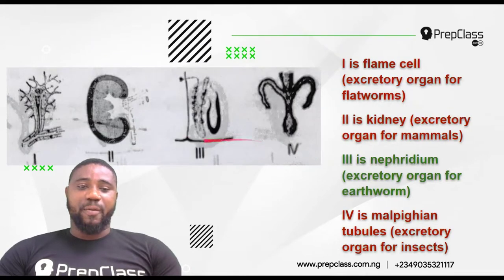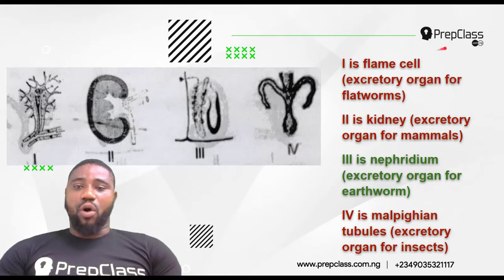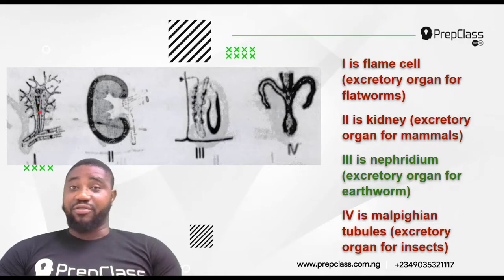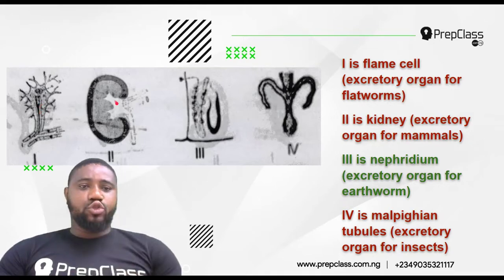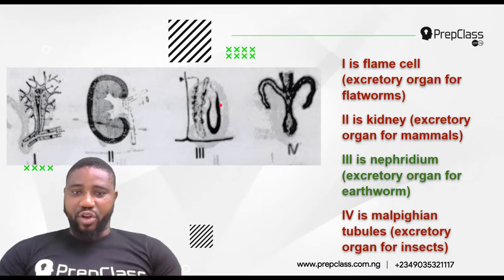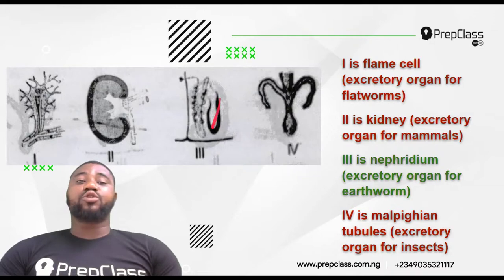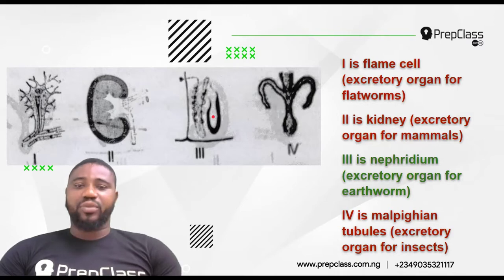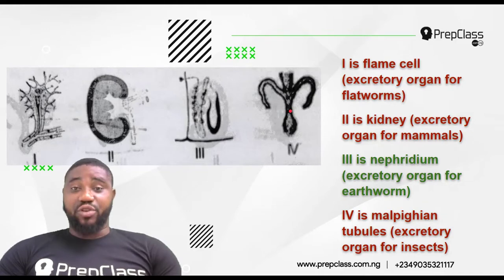What are these diagrams? Diagram 1 is a flame cell. This one here is a flame cell and it's the excretory organ of flatworms like tapeworms, planaria. Diagram 2 is the kidney and is the excretory organ of mammals, humans, monkeys, dogs, cats. Diagram 3 is the nephridium. Nephridium singular, nephridia plural. It is the osmoregulatory or the excretory organ of earthworms. Diagram 4 is the mammalian tubules and it is the excretory organ of insects.